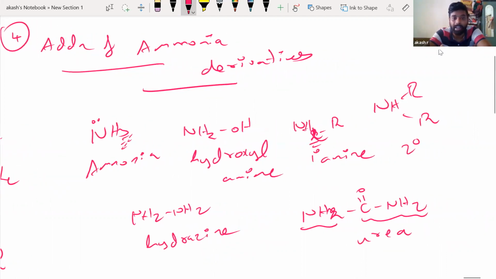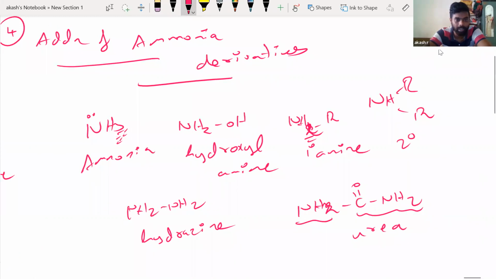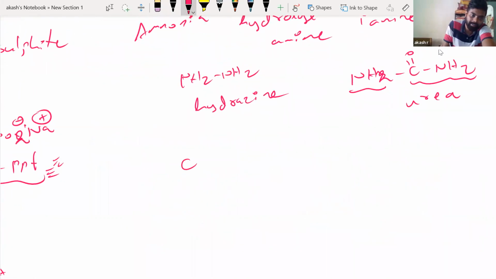So we are going to add this ammonia or its derivatives to the carbonyl compounds. Let us try to understand. So we have this C double bond O. Now say let me take ammonia.